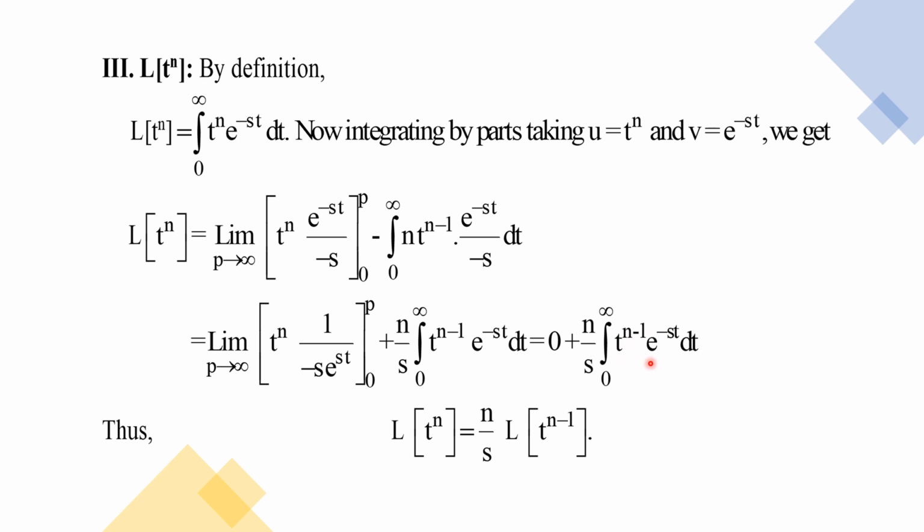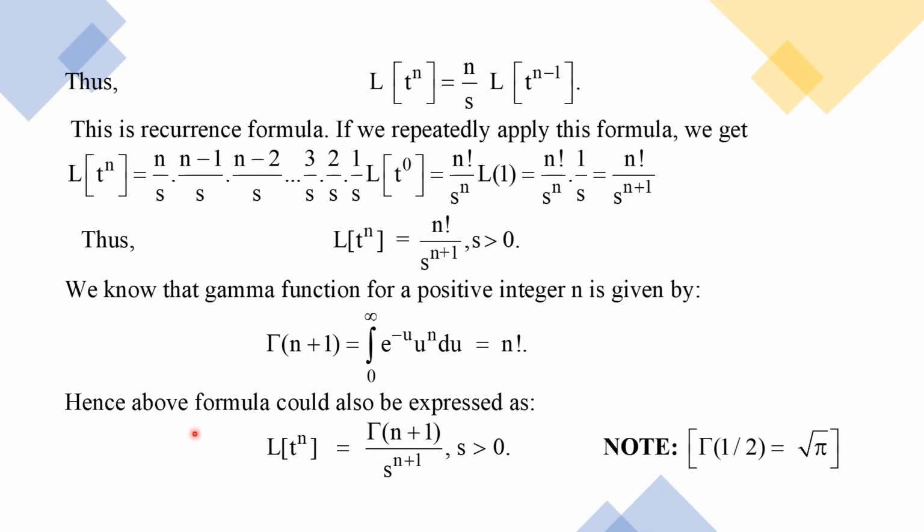What about this? This is the Laplace of t power n minus 1, by the definition of the Laplace transform. So now on the second slide we can see that Laplace of t power n is n over s times Laplace of t power n minus 1. By this formula we adopt the recurrence relation.